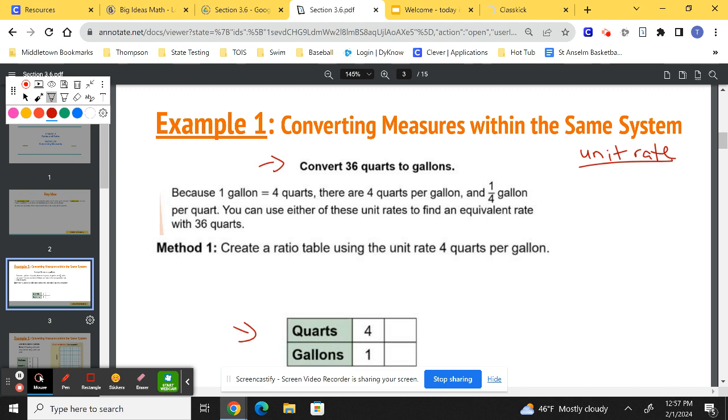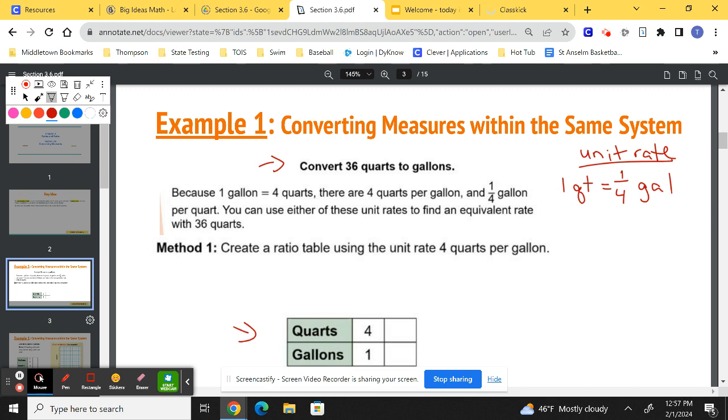And now look, it's saying quarts to gallons. So we need to find the unit rate for that. So we're going to type in quarts to gallons, and it should tell you how much. So what is it? Or as a fraction, what would it be? Right, 1/4. Okay. So everyone write 1 quart equals 1/4 gallon.